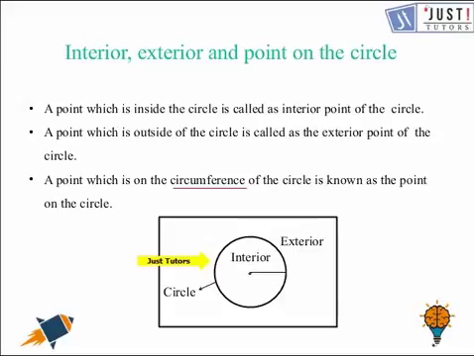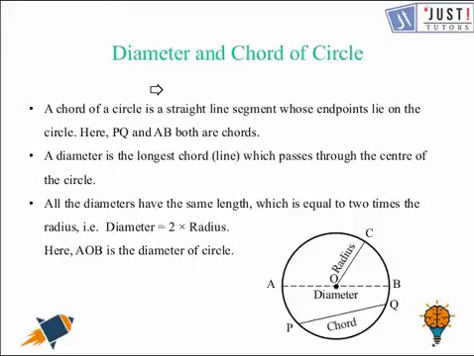Now let's see what is diameter, chord, and radius of a circle. Radius we have already learned. A chord is a straight line segment whose endpoints lie on the circle, or as we say, the circumference of the circle. So in this case, PQ is a chord. What about AB? Is that a chord? Because even its endpoints are on the circle.